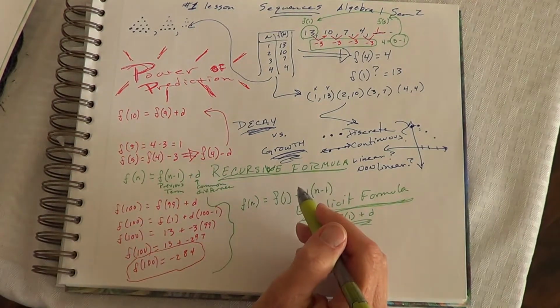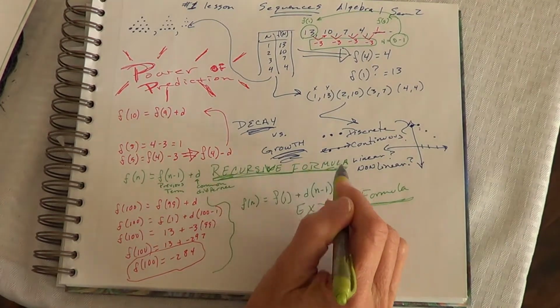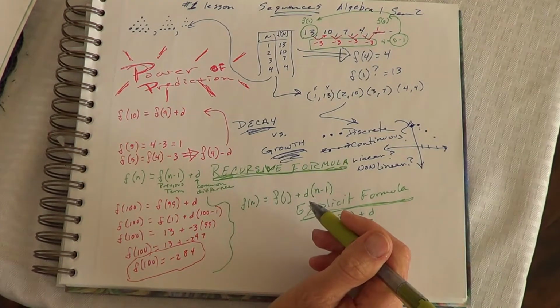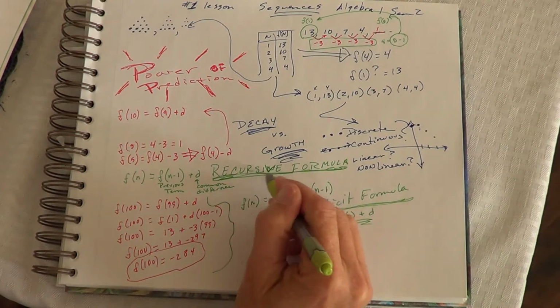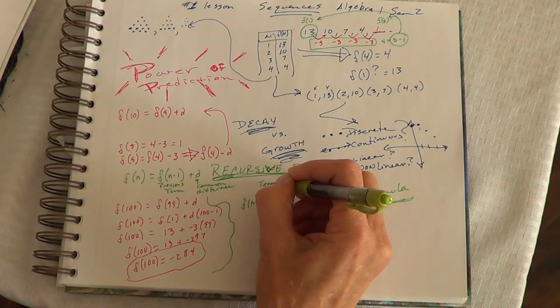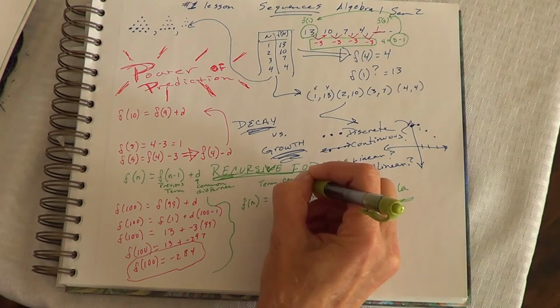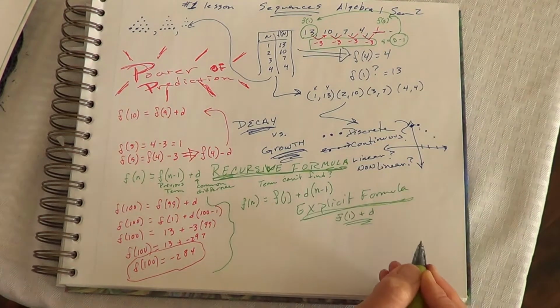Now, a question for you, which term in the recursive formula has to be given to you in order to start that sequence? You can't find this term with the recursive formula. So what term is it that you can't find? Please come to class ready to answer that question.